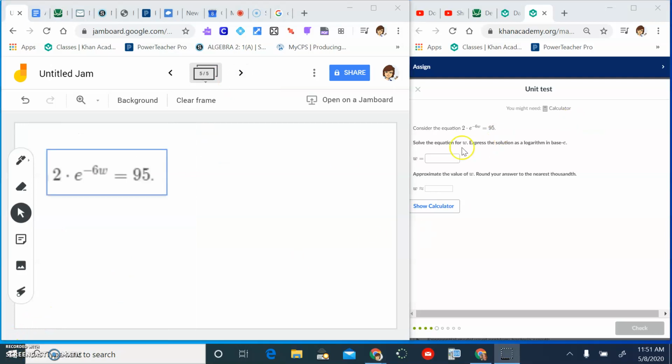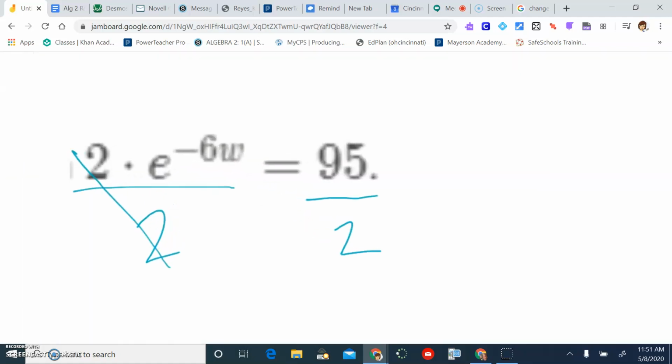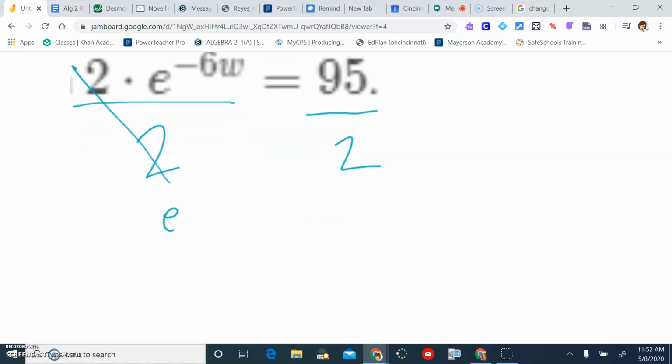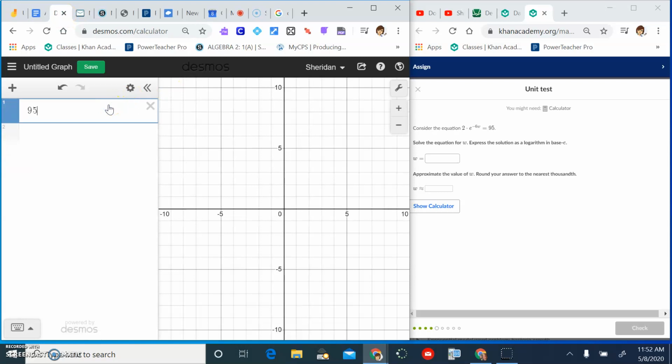Next question. This time they want me to answer this two ways: one where I give them the exact answer without a calculator, and one where I round it using a calculator. So here we go. Solve it. We're going to divide both sides by 2 to get rid of that 2 out front. Then we have e to the negative 6w equals 95 divided by 2. Hopefully you can do that in your head, but if you are struggling, 95 divided by 2 is 47.5.